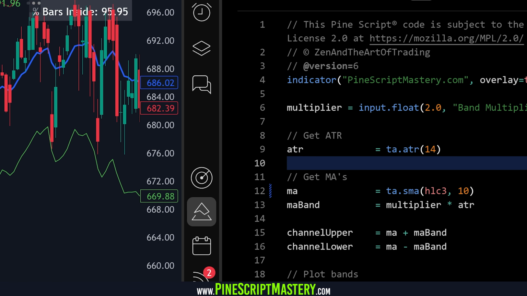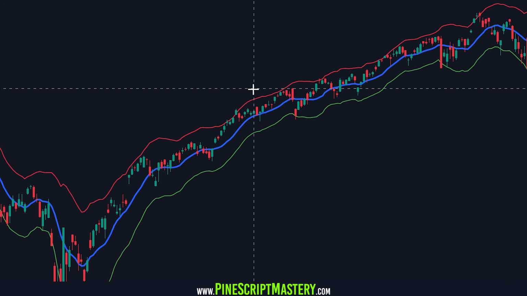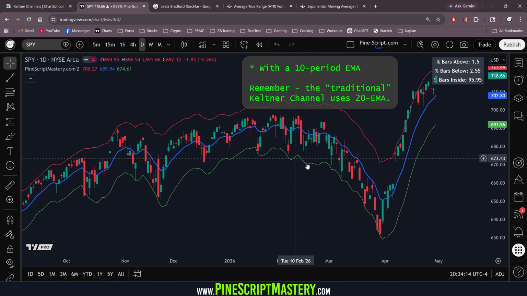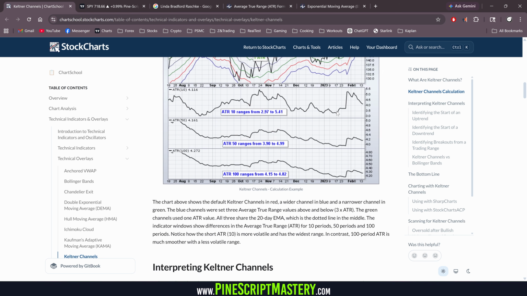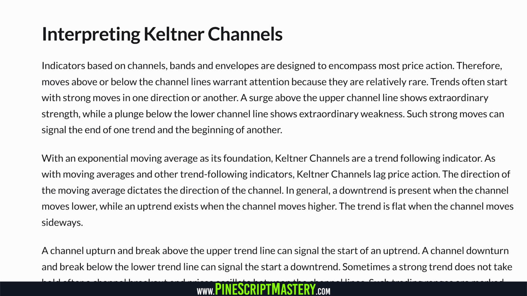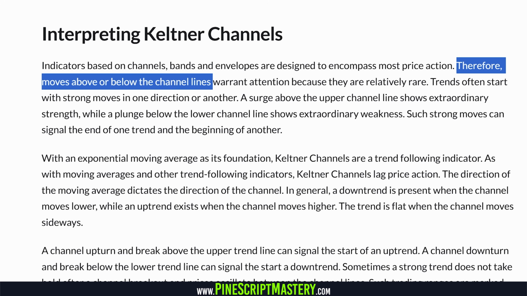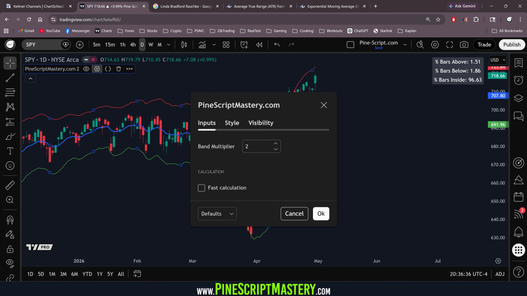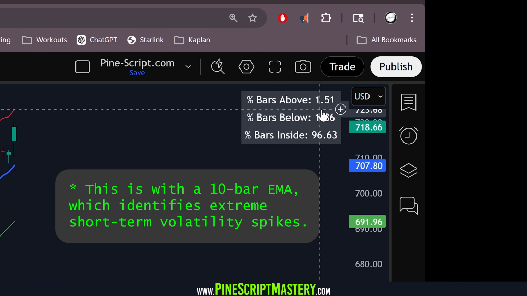And if we save this script and zoom out, you're going to see basically no difference. So this is what the traditional modern day Keltner channel looks like. It's a 2-period ATR added and subtracted from a central moving average. If we scroll down to interpreting Keltner channels, indicators based on channels, bands, and envelopes are designed to encompass most price action. Therefore, moves above or below the channel lines warrant attention because they are relatively rare. That's what you would expect to see with a 2 ATR band. Now you can see that we are really capturing outliers here.